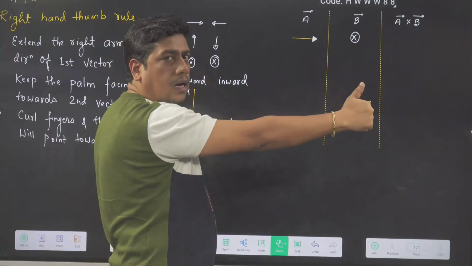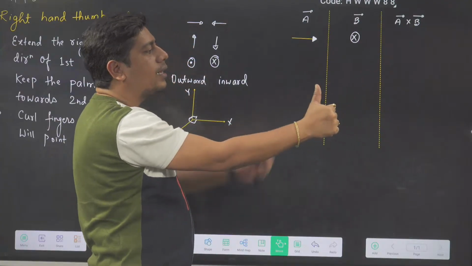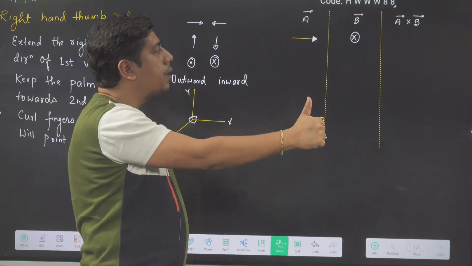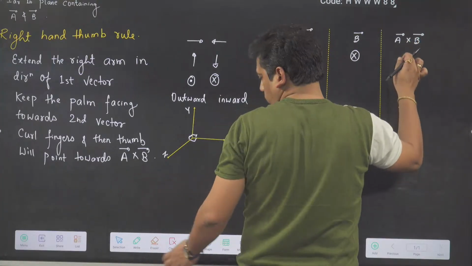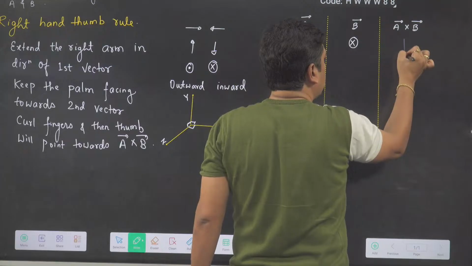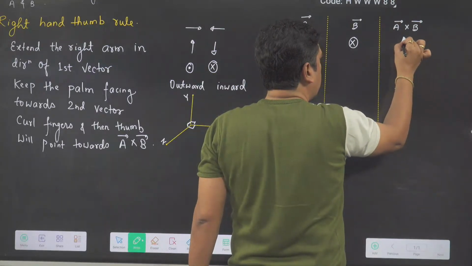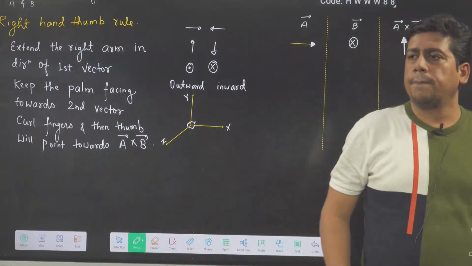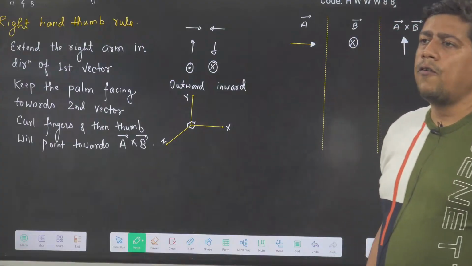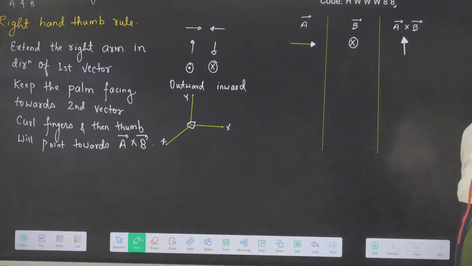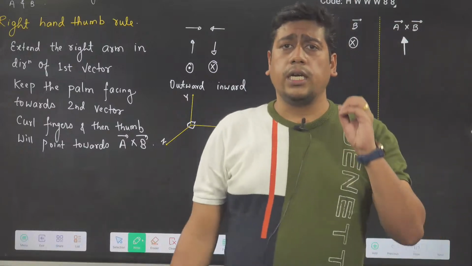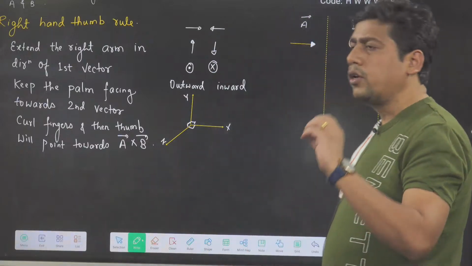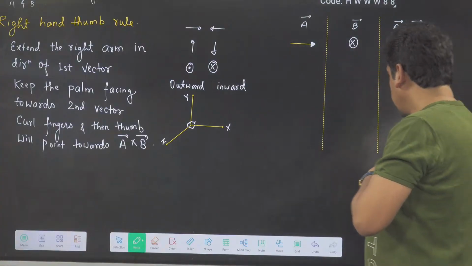Now curl finger, then thumb. Thumb is coming upward. Okay? So the direction of A cross B is upward. This is a little bit tough thing, but you have to go through it because it will be used. In magnetism, it will be used. In rotation also, it will be used.